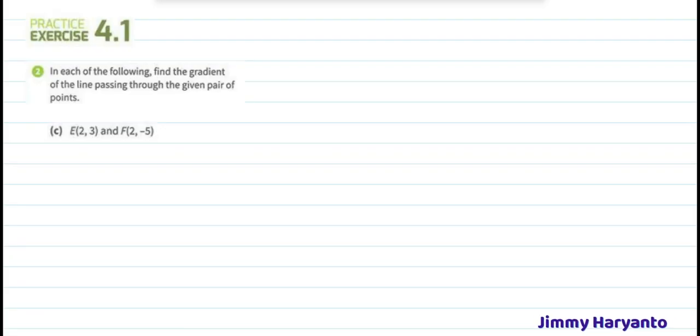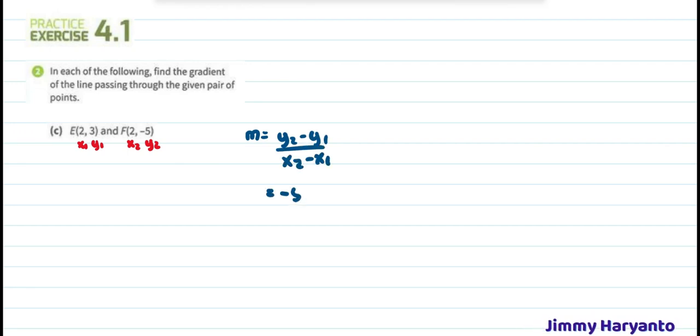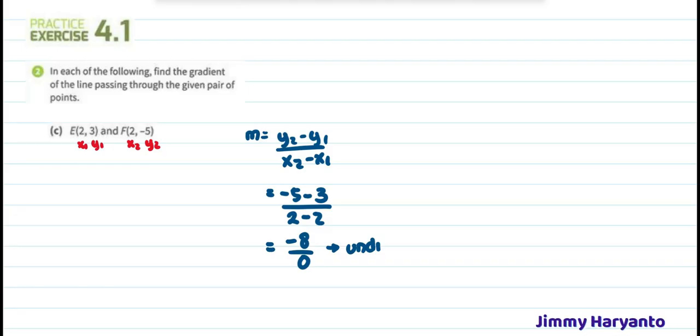And then question 2C is still the same. We will label this one as x1 and y1, and this one is x2 and y2. The formula for the gradient is y2 minus y1 over x2 minus x1. So negative 5 minus 3 over 2 minus 2 equals negative 8 over 0. And this one is undefined.